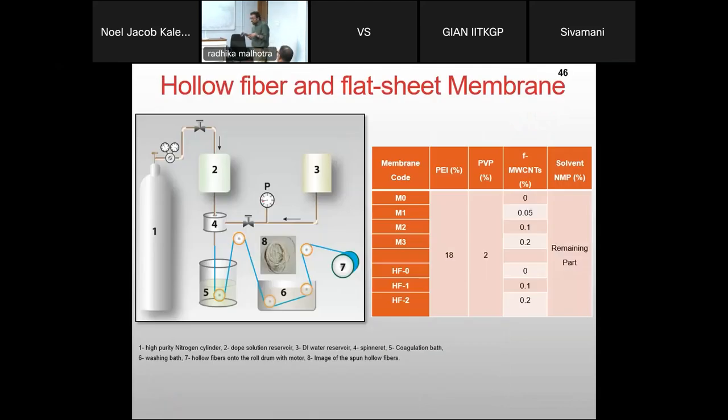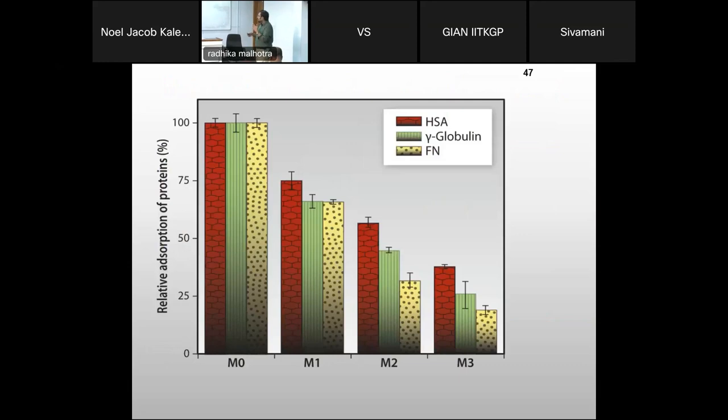Apart from the flat sheet membranes, we've also made hollow fiber membranes. This is just a schematic of a hollow fiber membrane. The hollow fiber membranes were made with a slightly higher polymer concentration than the flat sheet membranes, because you need a lot more viscosity to form uniform fibers. Both flat sheet and hollow fiber membranes were run, all the same tests were done, all the characterizations, and the solute clearance was also done.